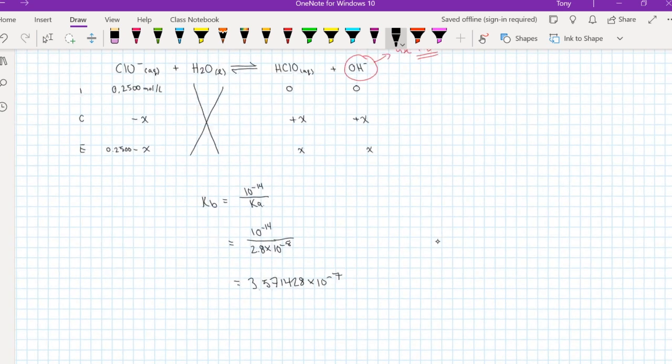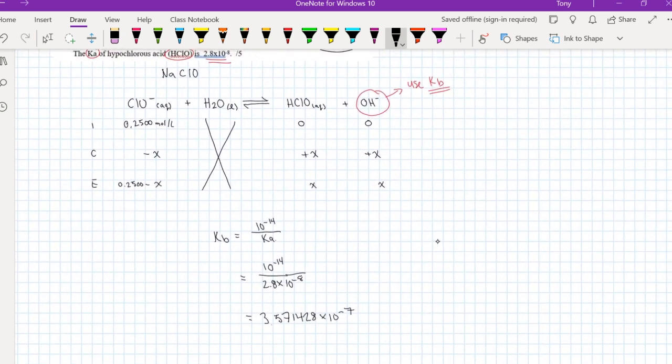With the Kb value, we can set up a Kb expression for this equilibrium. So looking at the equilibrium itself, the Kb is equal to the concentration of HClO times the concentration of OH-. These are the products of our equilibrium. Remember that Kb is products over reactants. The only reactant we're concerned with here is ClO-. Again, because water is a liquid, we do not include pure substances like liquids or solids in our equilibrium expressions, only aqueous and gases.